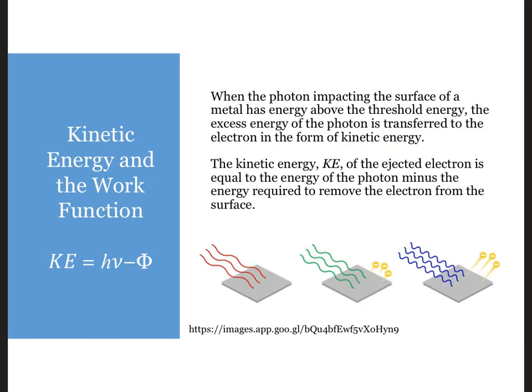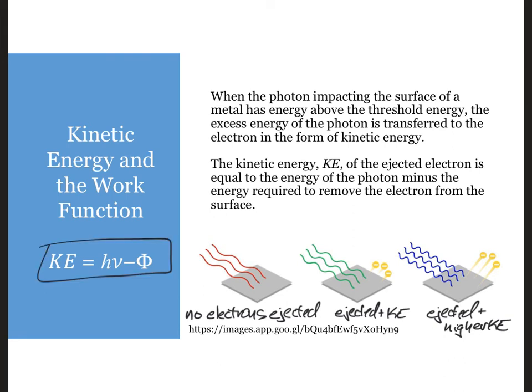Remember how I said shining a higher energy, higher frequency light does not cause more electrons to be ejected, but it does cause the electrons to leave the surface with greater kinetic energy? We can calculate how much kinetic energy by using the equation KE equals Planck's constant times frequency minus the work function for the metal in question. Let's look at an example problem showing how this works.